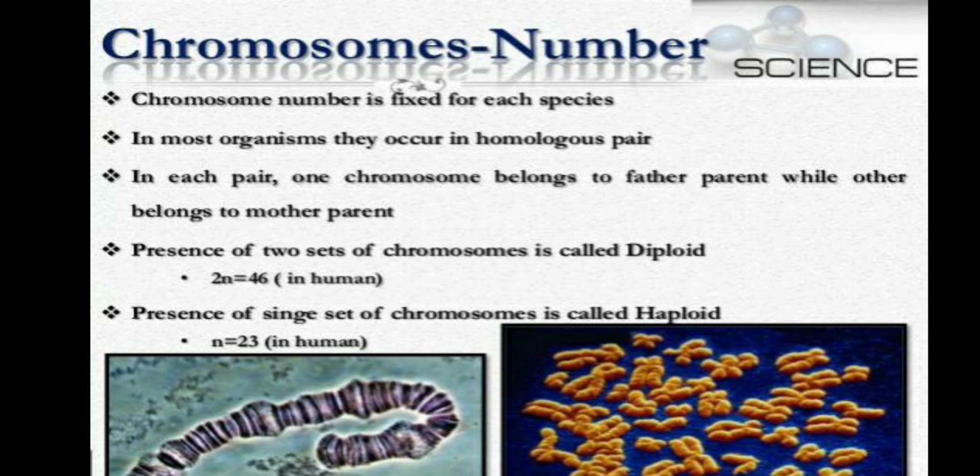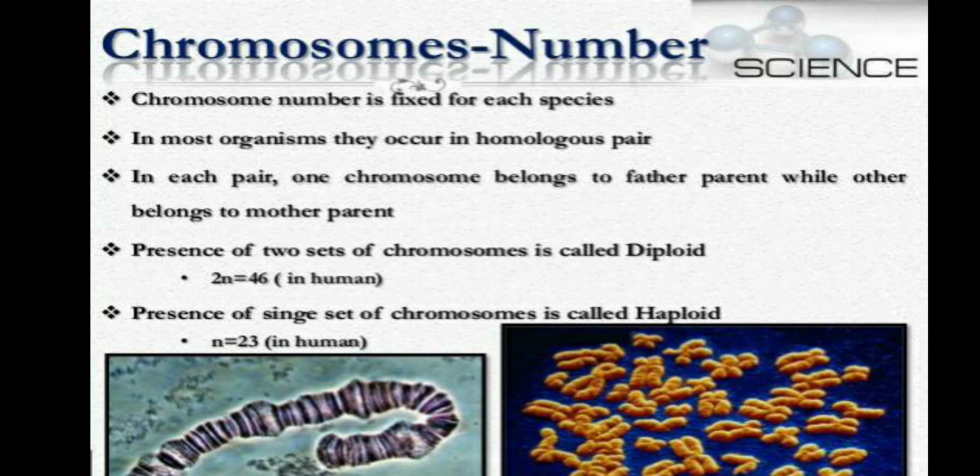Okay, now if the chromosome number is present in half, that is known as a haploid cell. If a cell has two sets of chromosomes, then that cell is known as diploid. And if three sets of chromosomes are present, that cell is known as triploid. In most organisms, the chromosomes occur in homologous pairs. They occur in the form of pairs.